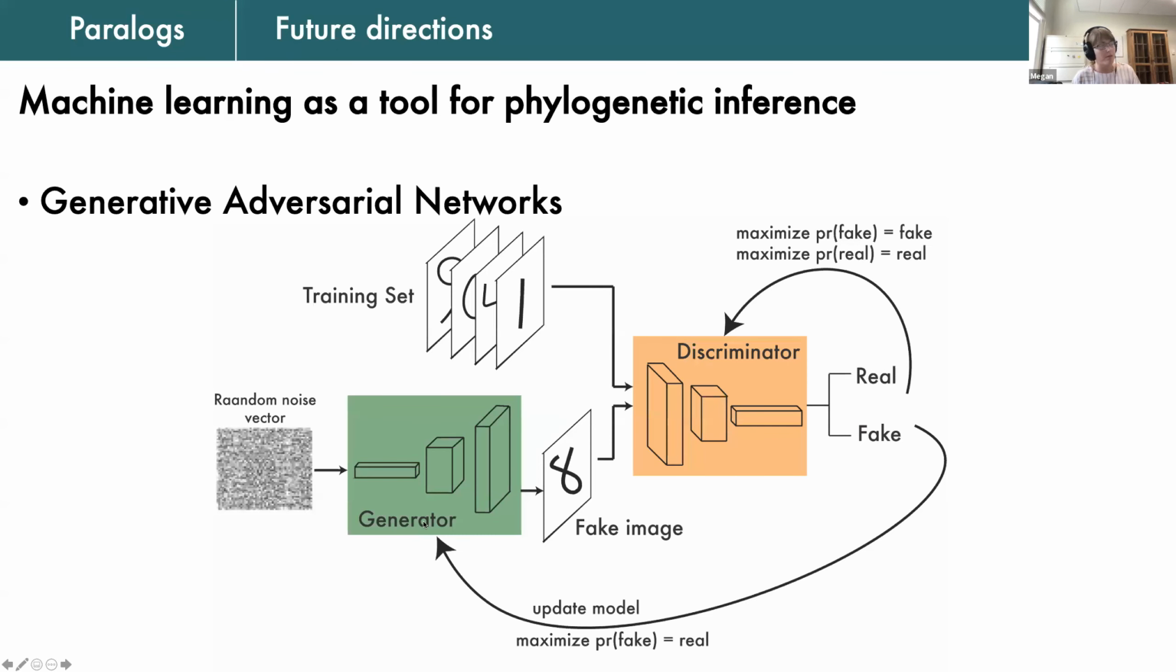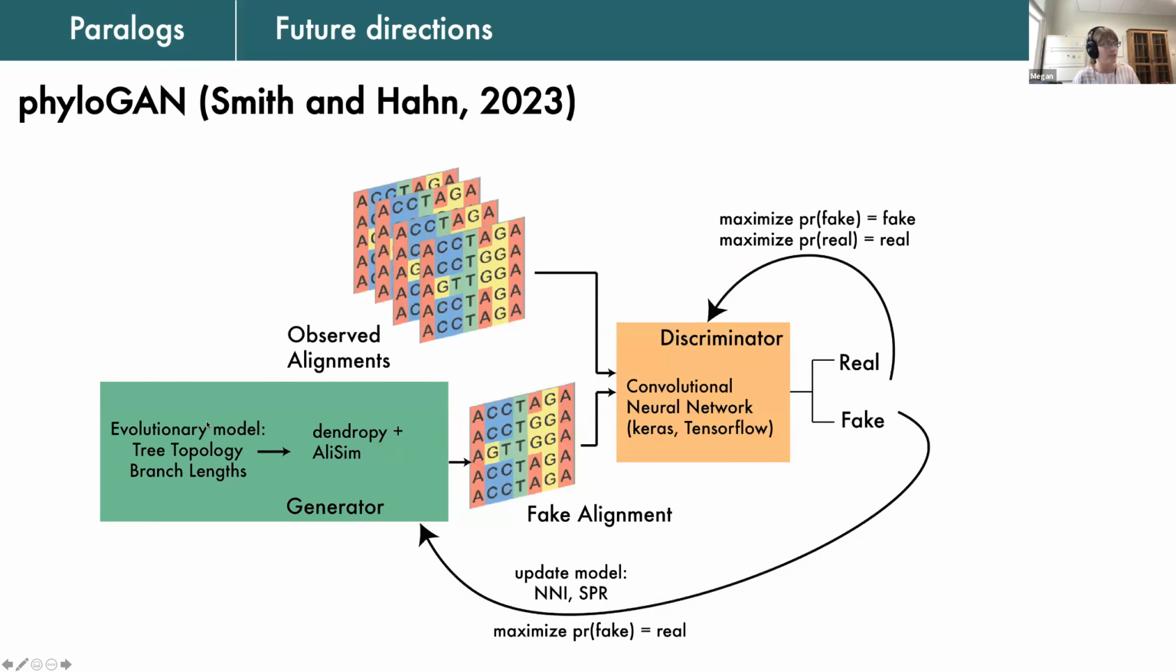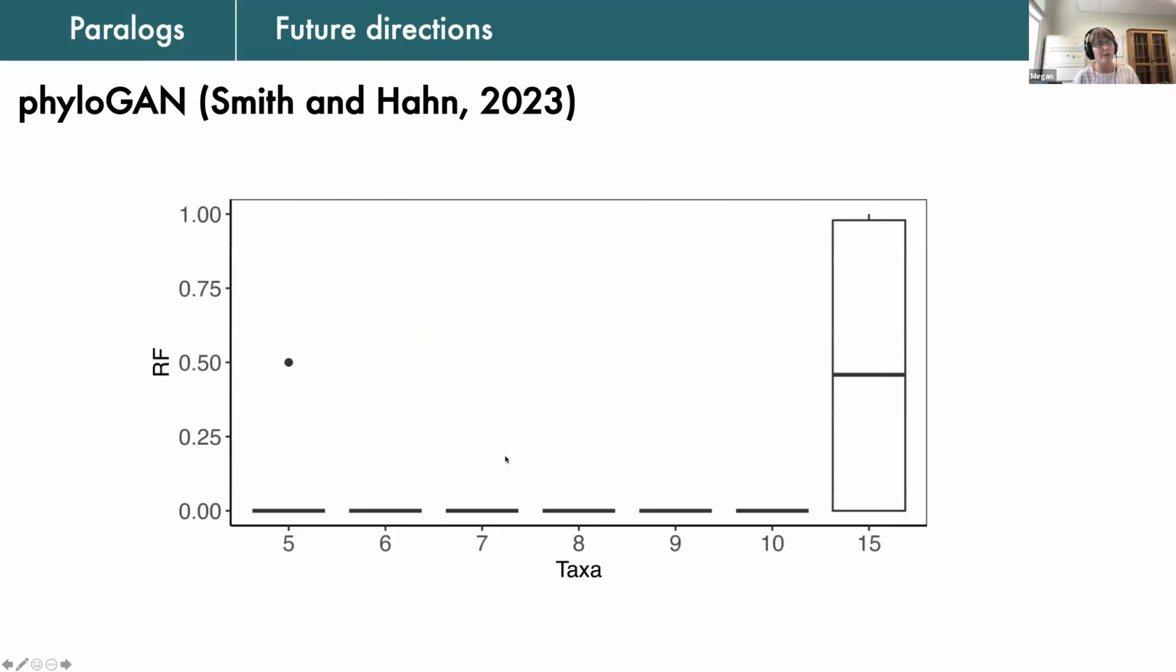We took this and modified it by replacing our generator with an evolutionary model. Specifically, we had a tree topology and branch lengths, and then we simulated data to generate alignments. Our discriminator tried to distinguish our real alignments and our fake alignments. And at each iteration, we used nearest neighbor interchanges and subtree pruning and regrafting steps to propose new topologies. And at the end of training, we inferred that our tree, which was hopefully producing realistic alignments, was the correct tree.